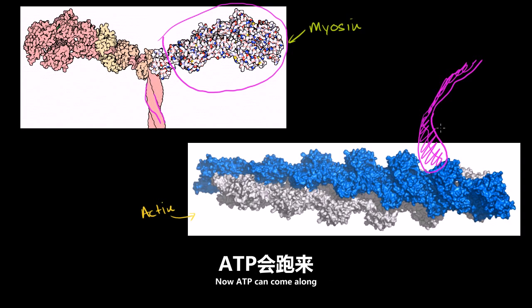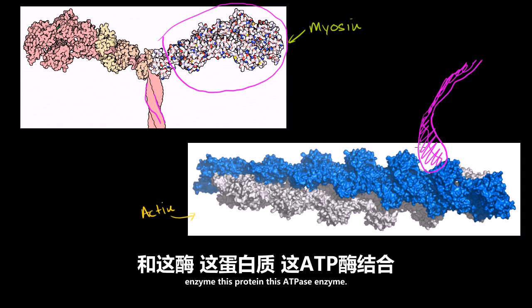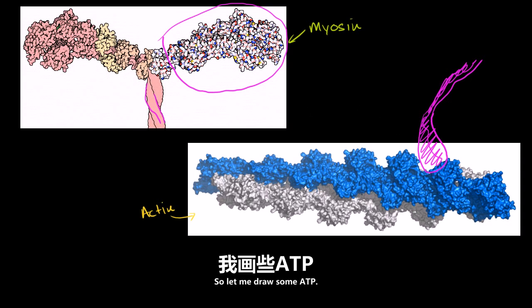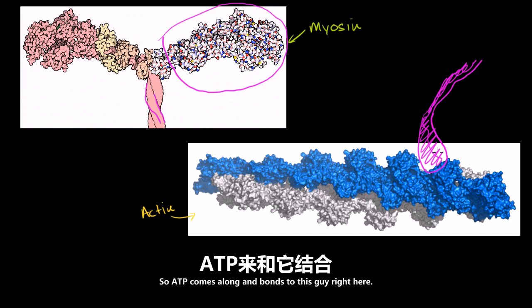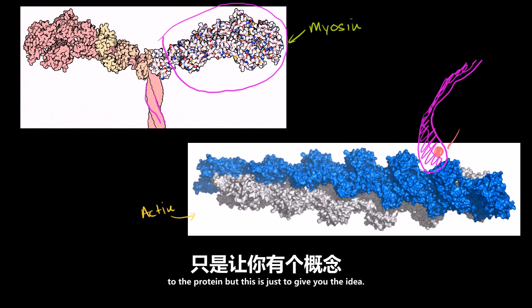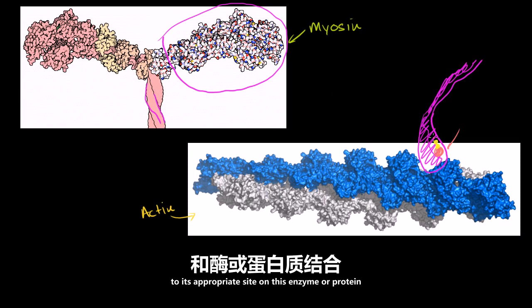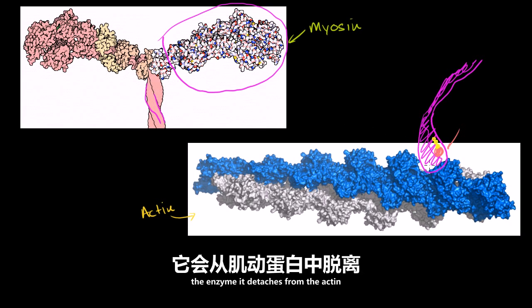Now, ATP can come along and bond to this myosin head, this enzyme, this protein, this ATPase enzyme. So let me draw some ATP. ATP comes along and bonds to this guy right here. It's not going to be this big relative to the protein, but this is just to give you the idea. As soon as the ATP binds to its appropriate site on this enzyme, it detaches from the actin.